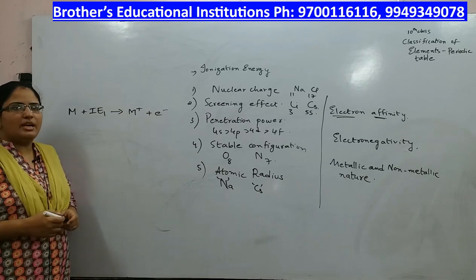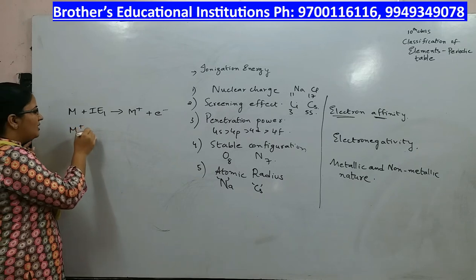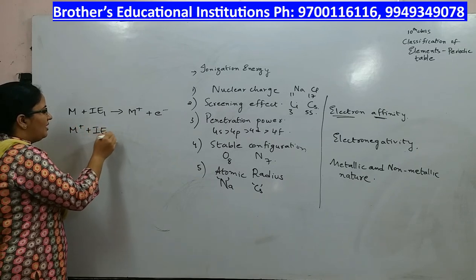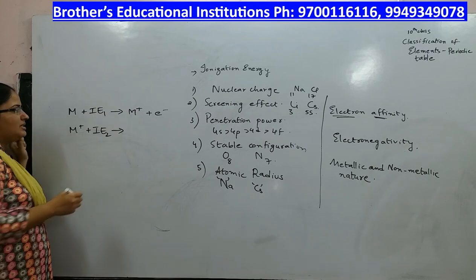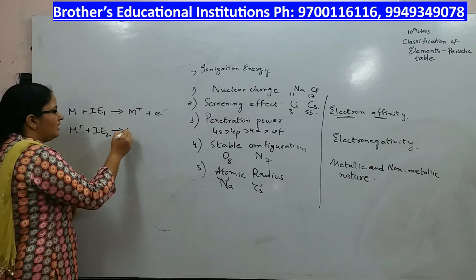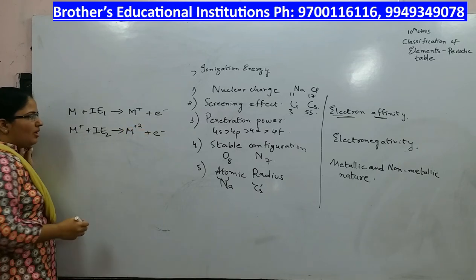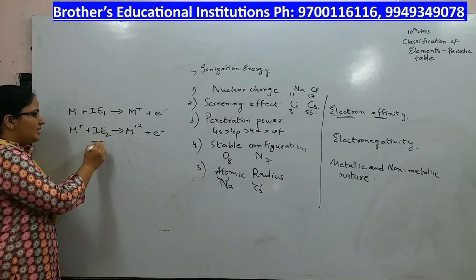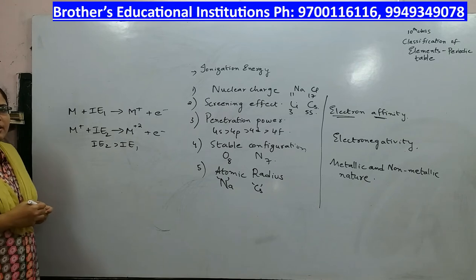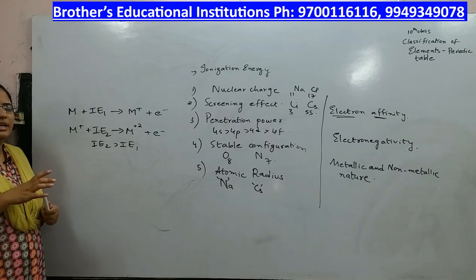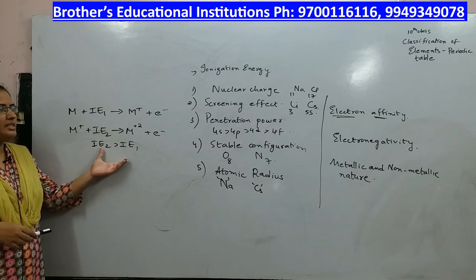Then you have second ionization energy as well. What is second ionization energy? The energy required to remove an electron from the unipositive ion is called second ionization energy. It will become M 2 plus plus electron. Always second ionization energy is greater than first ionization energy. This is because the nuclear attraction over the electron increases. So second ionization energy will be greater than first ionization energy.